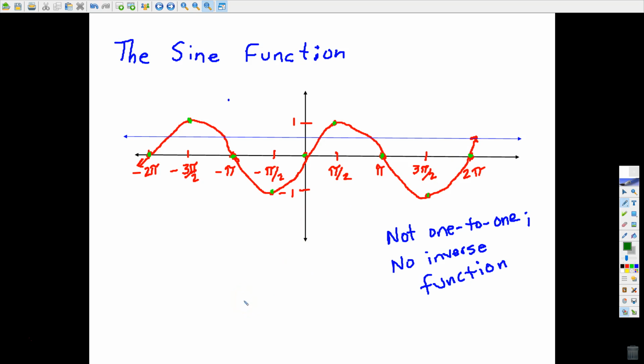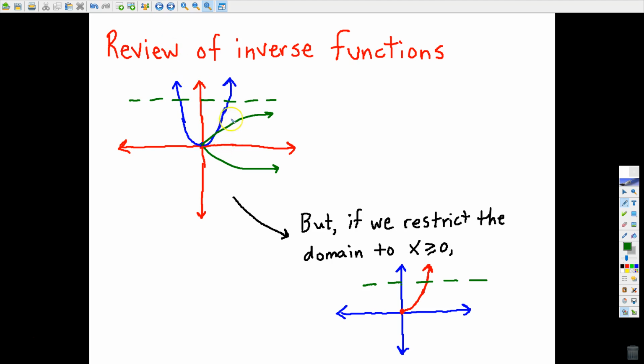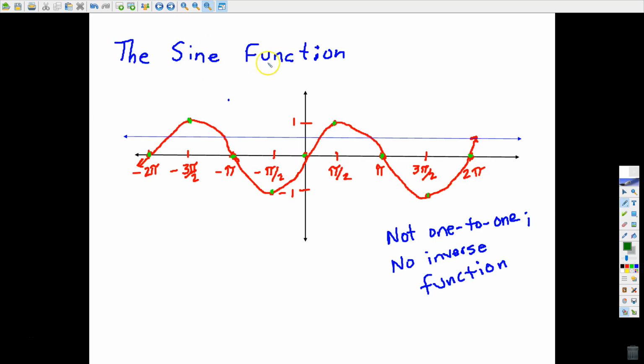Well, wait a minute. This whole section is on the inverse sine function, and we just said there isn't one. How can that be? Well, what if we do this little trick like we did with the parabola, and we restrict the domain values? We took this original parabola and we said, well, if we limit the domain, then we will have a function where its inverse will be a function. And that's exactly what we're going to do with sine.